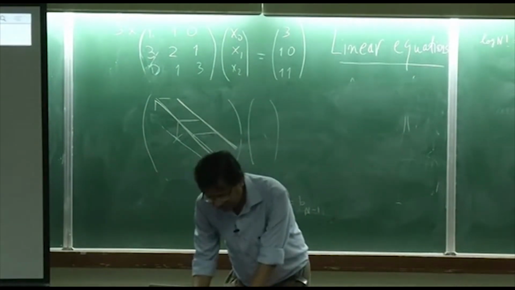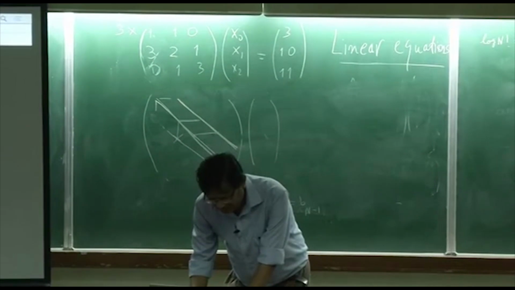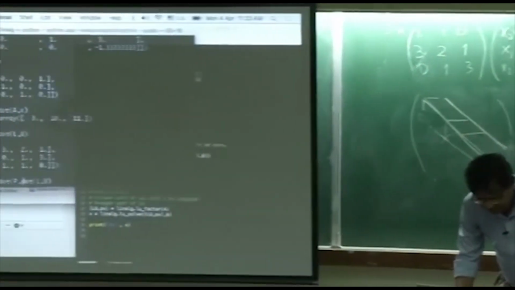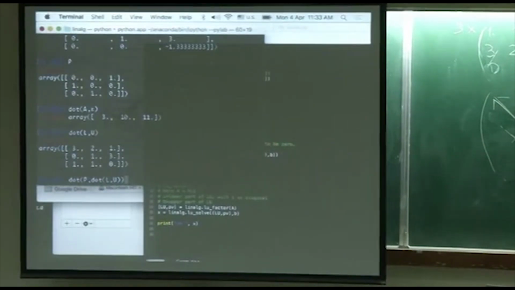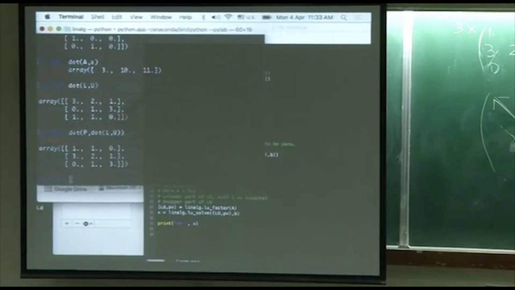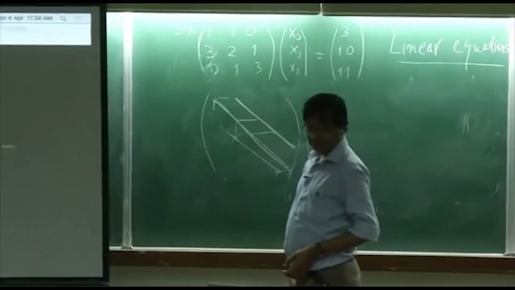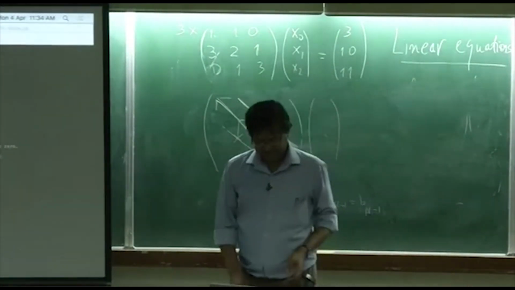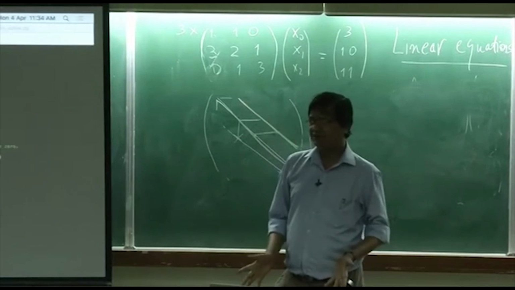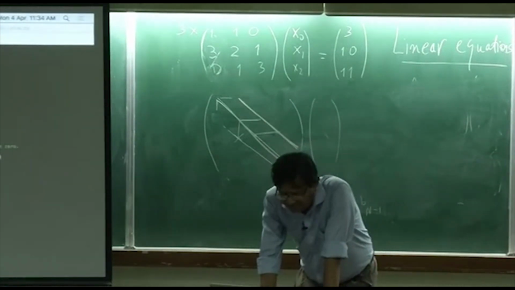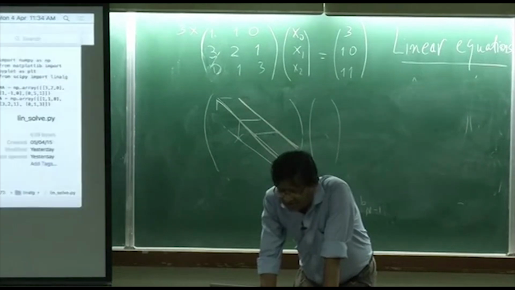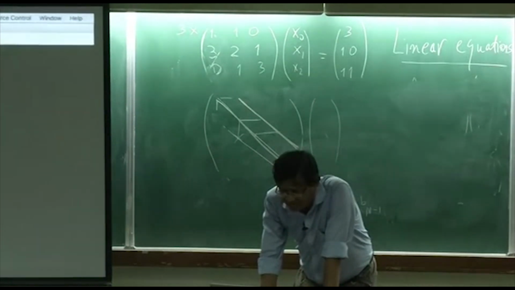So, I should dot this one with P. This is PLU and that will give A, exactly the same as A here. So, this is how we solve for LU. Now, the next example is the tridiagonal matrix. So, let us look at tridiagonal.